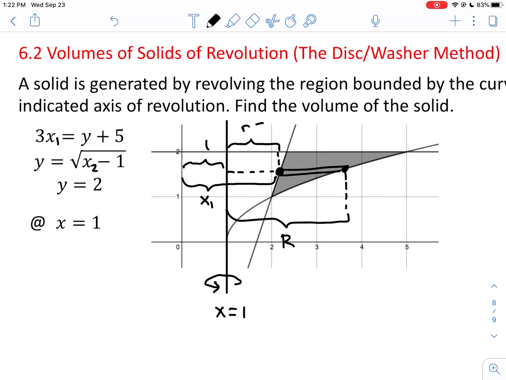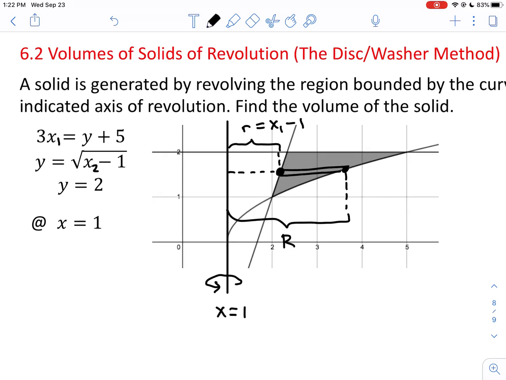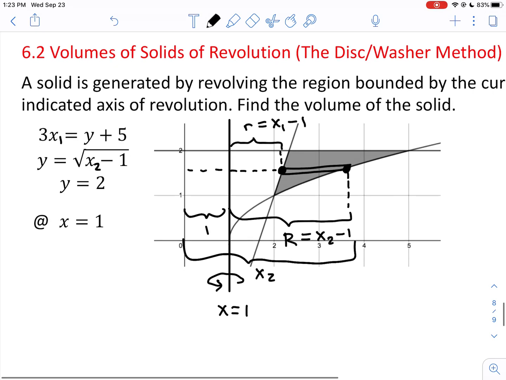We would find little r by doing the entire x1 length, but then subtracting from it 1. Now, if I'm focusing on the capital R next to, we have a different curve. x2 is how far that point is from the y-axis, so that's x2. And then, of course, this length here is 1. Big R is going to be the second x minus 1 as well.